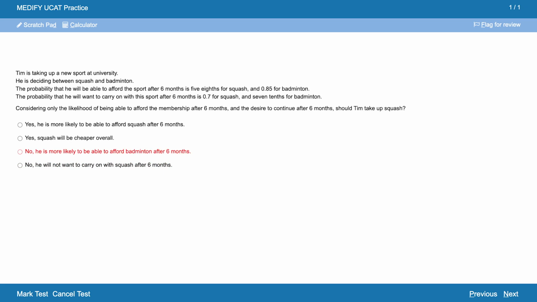And if we look at the third one down, which says no, he is more likely to be able to afford badminton after 6 months, this is the correct answer because we were able to convert that fraction 5/8 and then compare the two decimals. And just based upon this comparison, that answer is the most relevant and the most logical, and it follows on from the information that's been given to us.